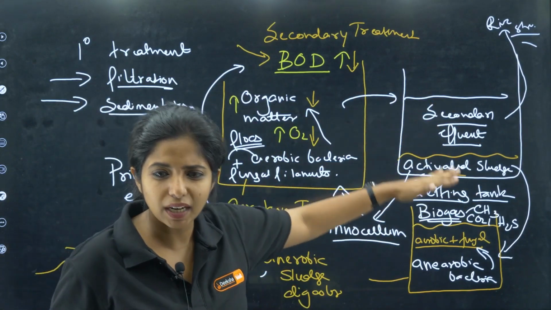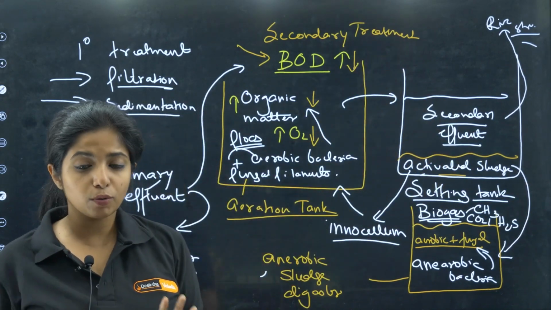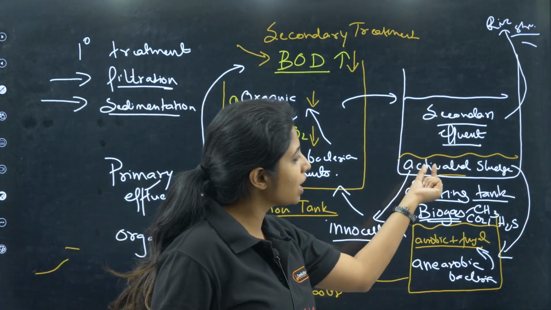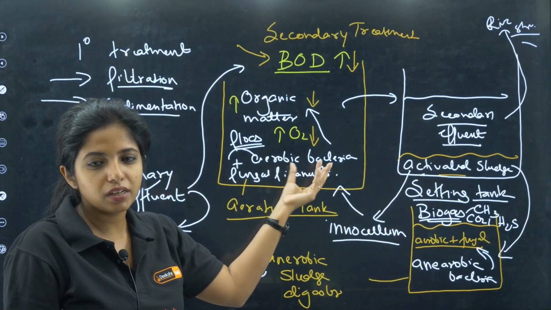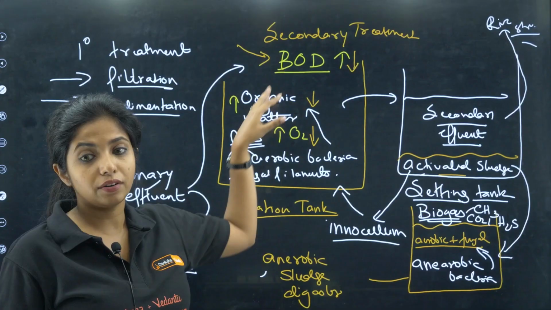The flocks and everything will be settling down. You will call this activated sludge. What is left behind is put to river and stream, because the water is all clean. Now what do you do? You take a little amount of activated sludge and put it back over here, because it acts like an inoculum. It helps in the growth of bacteria, which will do the treatment over here.